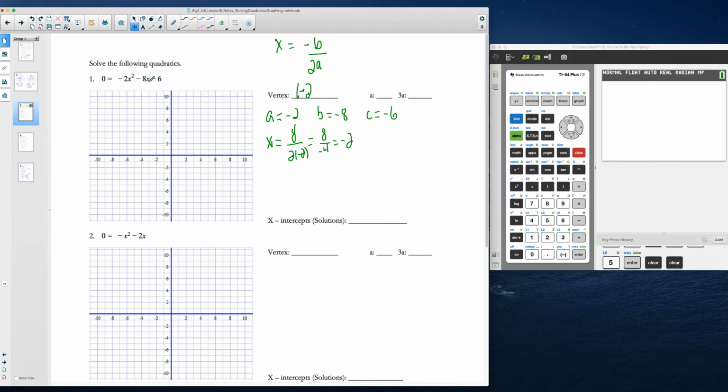Now, to get the y value, we have to take that and plug it into our equation. So y would equal -2 times (-2) squared minus 8 times -2, and then -6.